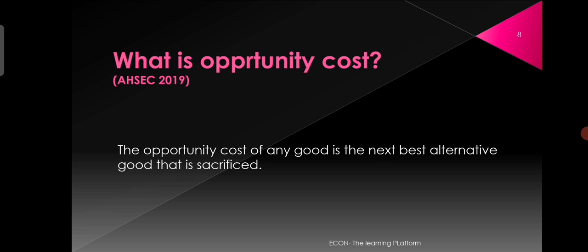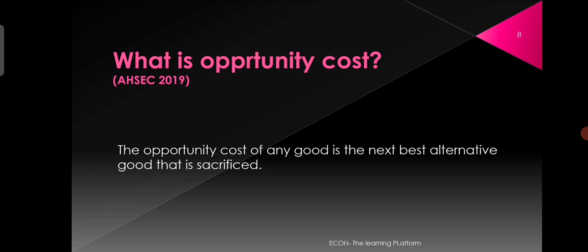What is opportunity cost? Now it is a very important concept. The opportunity cost of any good is the next best alternative good that is sacrificed. Opportunity cost is the value of opportunity lost. Suppose, as we all know, resources are scarce and have alternative uses, hence we cannot produce everything that we need. The production of a particular commodity involves the sacrifice of another commodity. For example, if we use a certain amount of land, labor, capital to build a factory, then the opportunity cost of the factory might be the residential house which these resources could have produced.